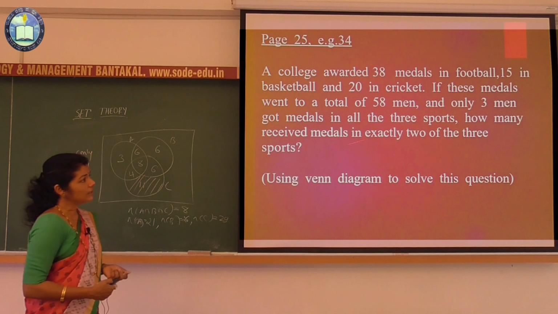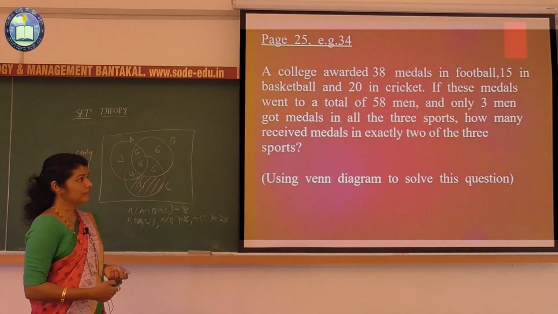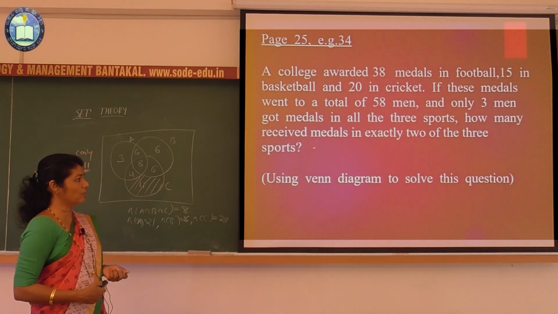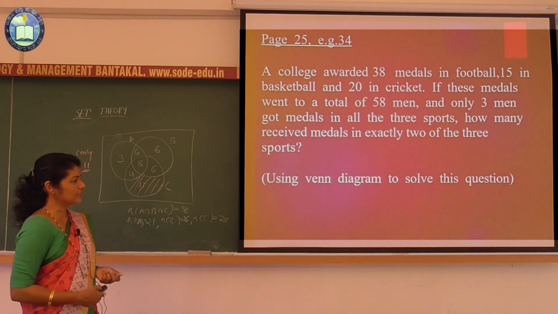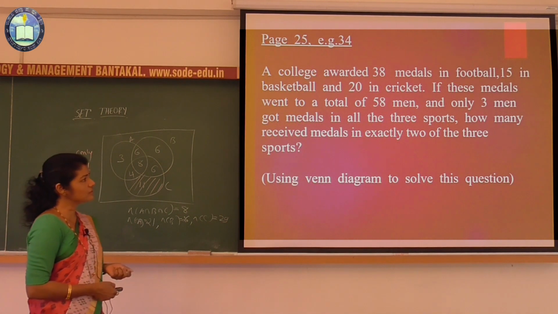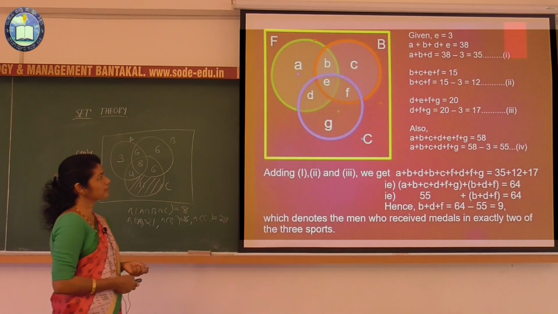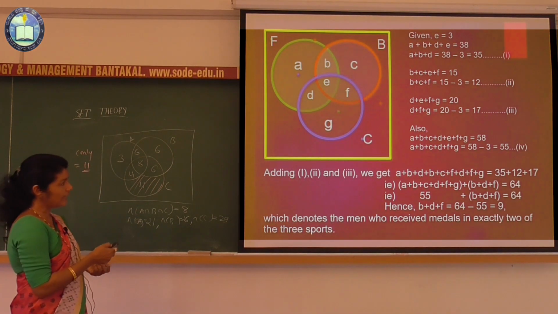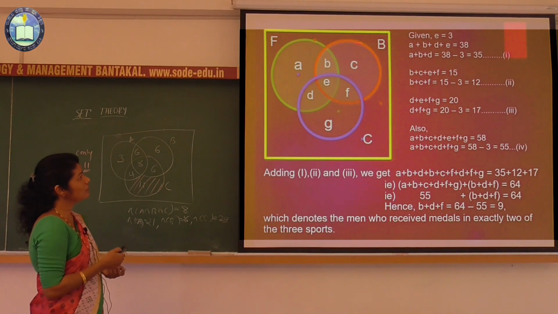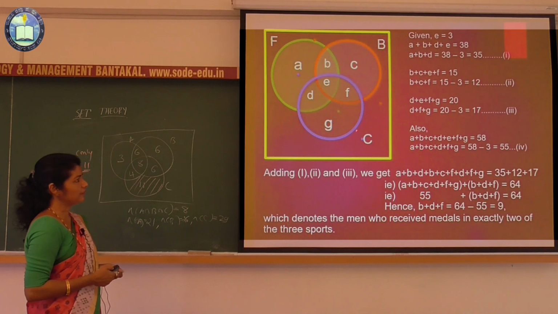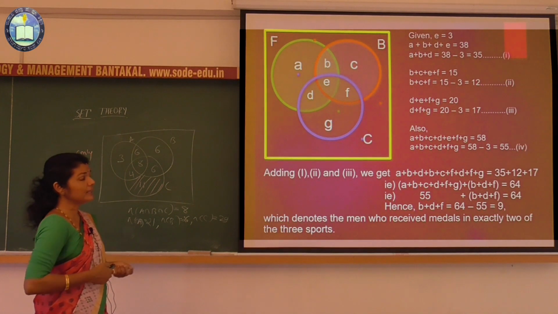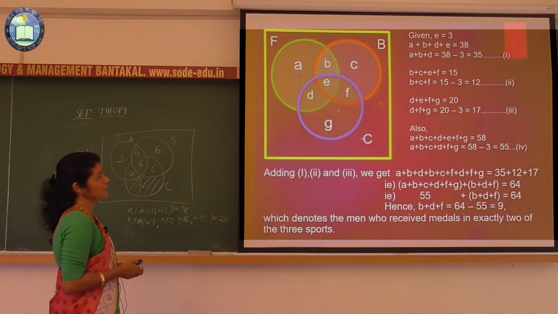Okay. In all the 3, it is 3. But the question is in exactly 2 of the 3. That is to be calculated. So we'll use a Venn diagram to solve this. This is the diagram for football, basketball and cricket. Total it will be 58, mentioned already.